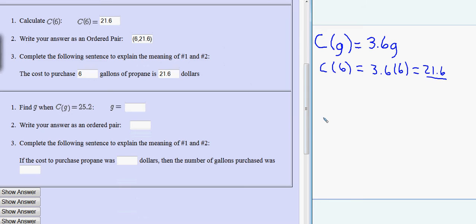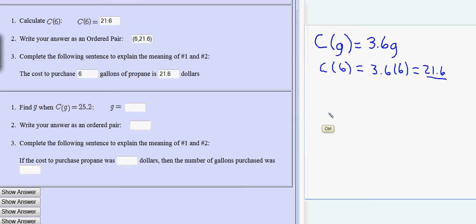If you move down, they have another set of questions for us. A little bit different, however. This time, we're asked to find when C of G is 25.2. So this time we're not even given the input. In fact, we're supposed to find the input. The input's G. We're supposed to find G when C of G, the output, is 25.2.